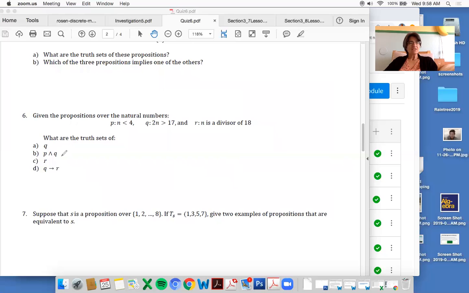Sorry, cool. So 6D. We're given these propositions, and we want to figure out the truth set of if Q, then R. So we're looking for this truth set right here. There is a formula in this section, section 3.6, I think, on the truth sets, that showed you how these are related to the sets. I don't have it in front of me, but you can look it up.